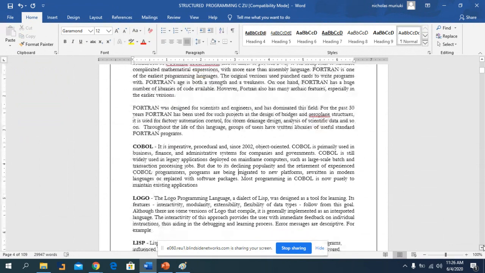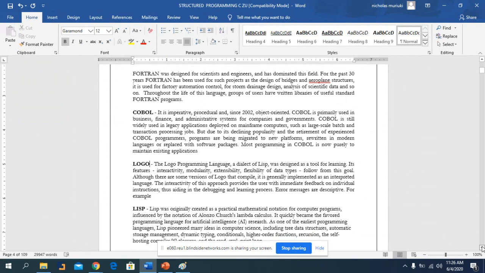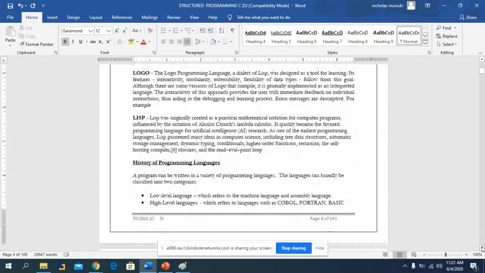The other one is Common Business Oriented Language, which is mostly used for business purposes. We have Logo programming language. Mostly this is like the Lisp programming language, which is mostly used for interactivity, where the users can interact with the objects, etc. And others, we have Lisp, etc.